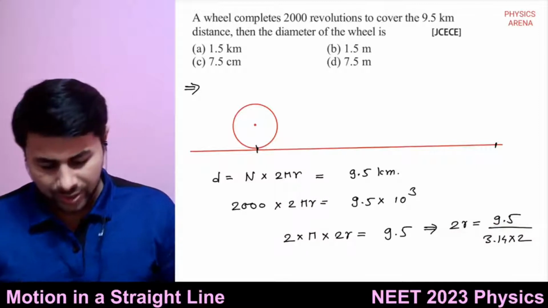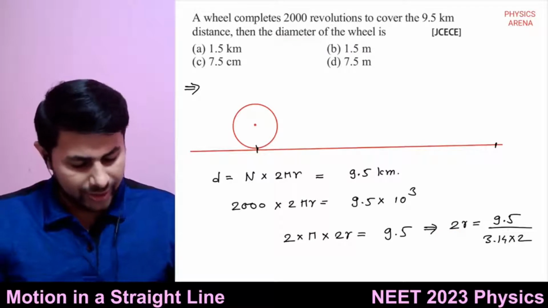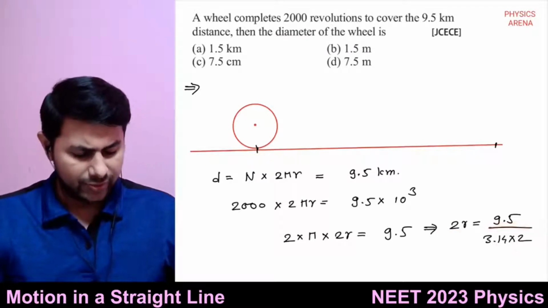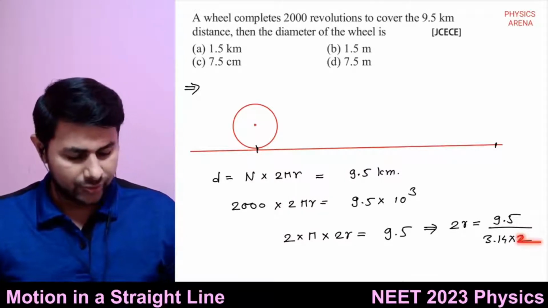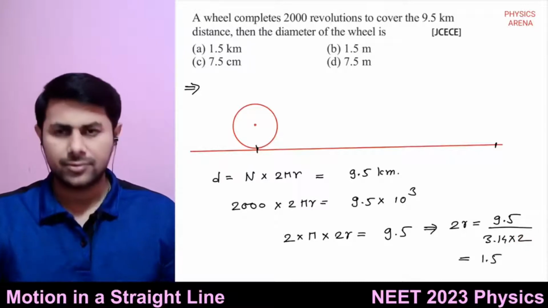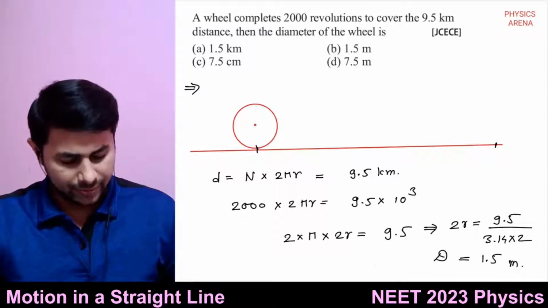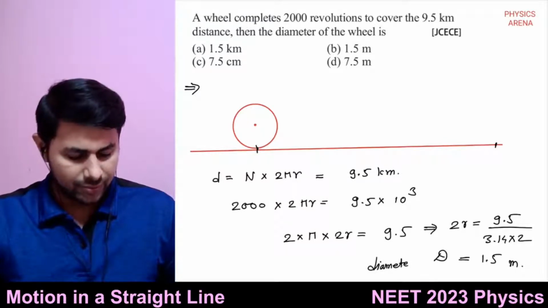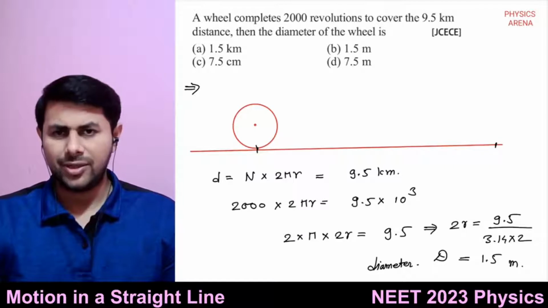We are asked about the diameter, that's why I kept 2r over here. So how much would be the diameter? 9.5 divided by 3.14 will be around 3. 3 divided by 2 is equal to 1.5, right? So 1.5 meters is the answer. This is the diameter. Yes, no? Yes, sir. This was simple.